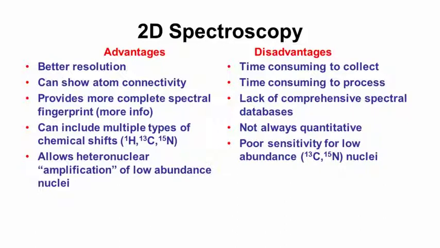The disadvantages are that they still, in most cases, in most people's hands, are time-consuming to collect. There's still a processing step, so it's not trivial. With 1D, it's a few seconds. With 2D, it's often a few minutes to sometimes an hour. There aren't a lot of spectral databases for 2D spectra. Quantitation is a challenge with 2D spectra. And when you're working with natural abundance carbon or natural abundance nitrogen, it's not very sensitive.